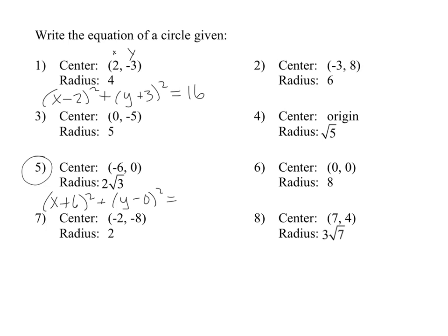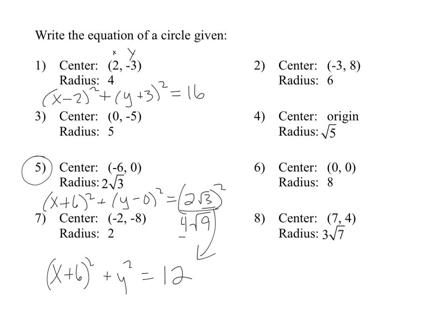Okay, and then this is 2 radical 3 squared. Just want to make sure you understand how to square these. So this would be x plus 6 squared plus y squared equals, and then 2 radical 3 squared is 4 radical 9. It's not a binomial. It's a single entity. So we can just square the 2, square the 3, and get 4 and 9. And then it's 4 times 3, or 12. Okay, so that's just going the other way.